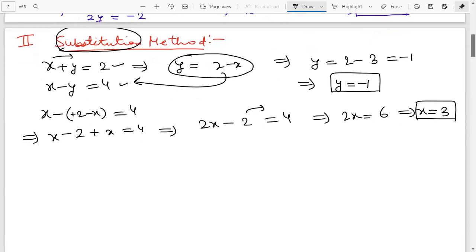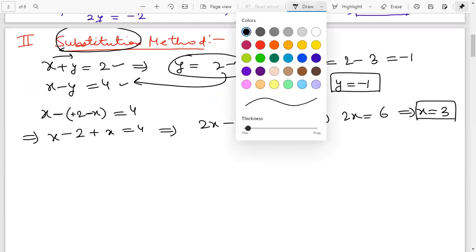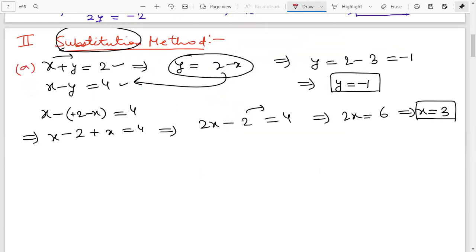Let us say a second way. We can substitute the x value also. Let us say this is a second method. Here we have taken the y value, or we can say substituted the y value from equation 1 into equation 2. We can take x values also.